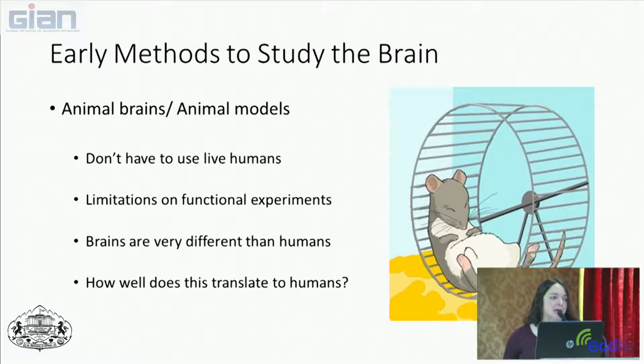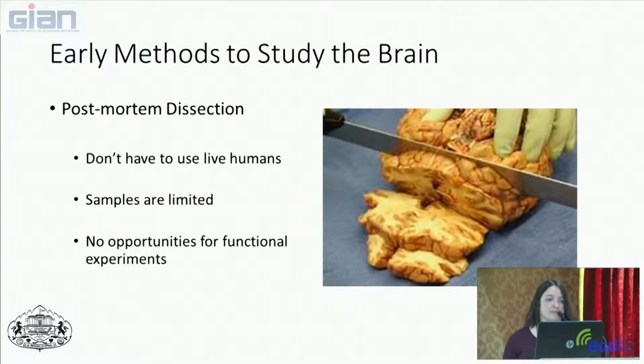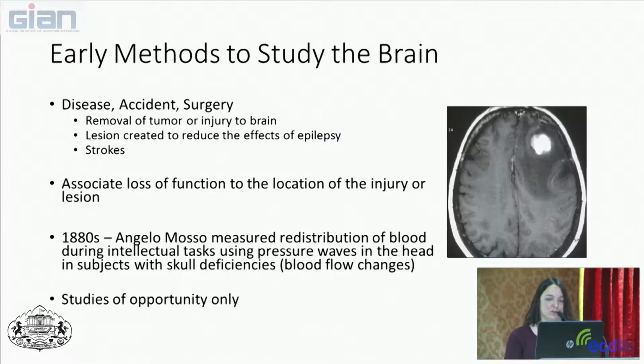You can't really ask an animal to tap his finger or to say some sort of word while you're studying him. So you have limitations on what you can actually do. And like I said, their brains are different, and sometimes this doesn't translate well to human brains, but it's still, to this day, a very effective method of trying to understand some of the areas of how the brain works and how different cells work. Another method early on that people used was postmortem dissection. The advantages to this are that you don't have to use live people, but samples are, of course, limited. You have to have somebody's permission nowadays to cut their head open and take a look at their brain. And, of course, you can't do functional experiments on a dead brain. So that's a definite limitation of trying to understand functional organization in the brain.